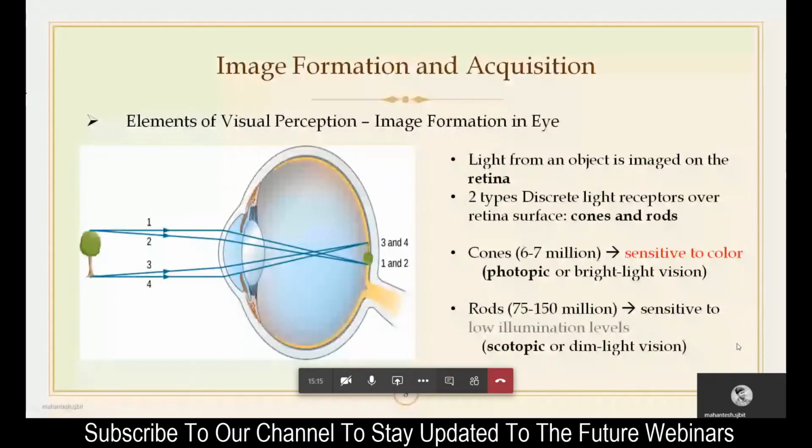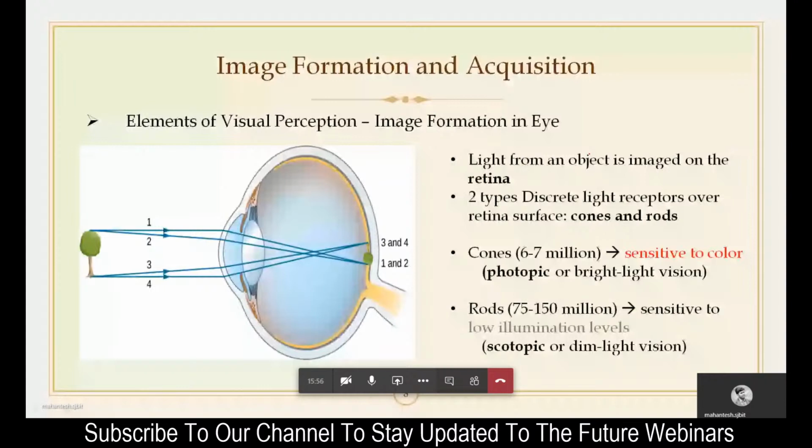which has been mostly observed in photopic or bright light vision, and cones are responsible to observe or absorb the color, whereas rods are sensitive to low illumination levels. It is also called photopic or dim light vision, and rods are responsible for scotopic vision. For example, if you are looking at a tree in the midday, say at 12 o'clock noon, it would appear like this, where you can perceive the colors through cones, and that is called bright light vision.